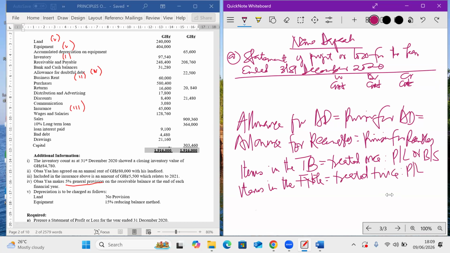P&L and balance sheet. Items in the trial balance are treated once, either in the P&L or the balance sheet. Items in the footnotes are treated twice, in the P&L and balance sheets.